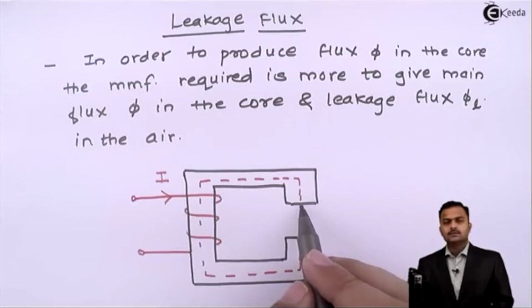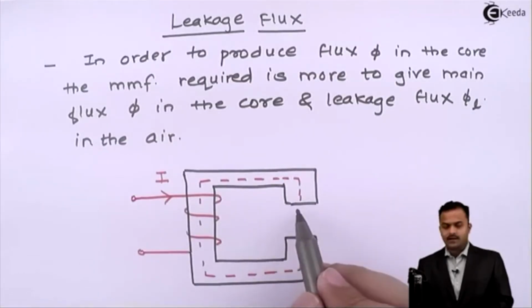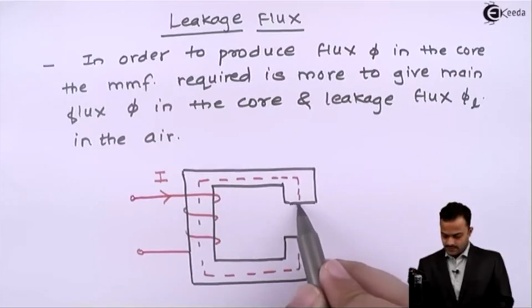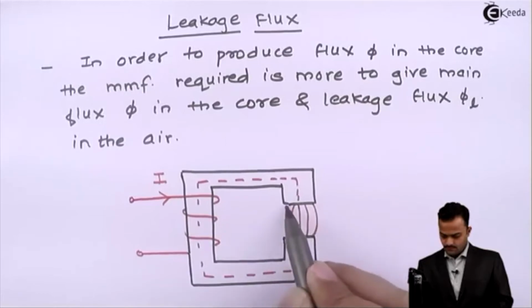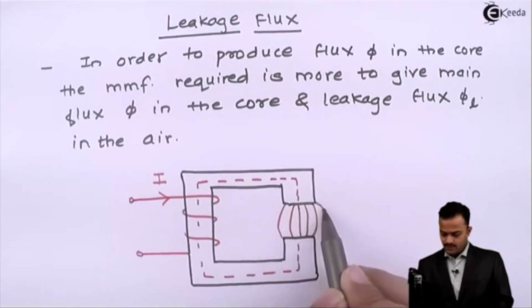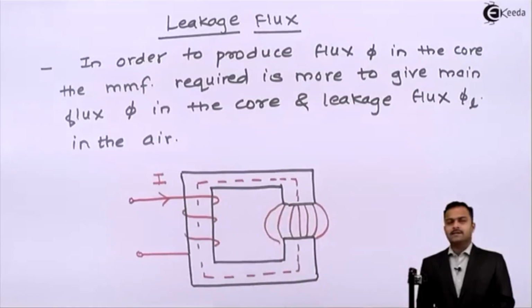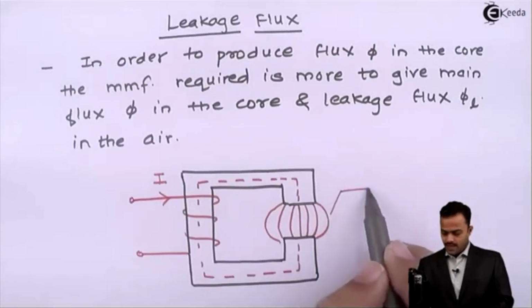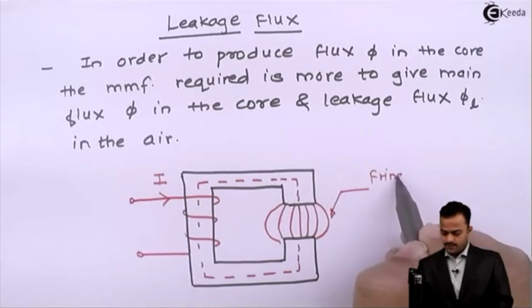But what happened because of this air gap? You will get the effect of flux lines like this. So because of the different flux density, flux lines will have the nature like this, and this we call as fringing effect.